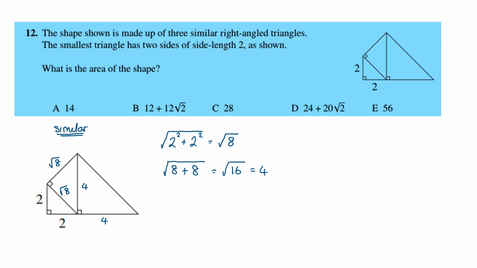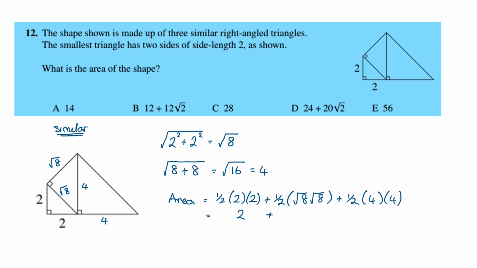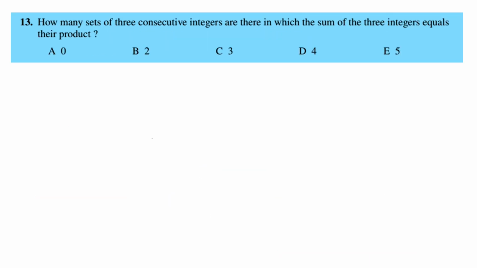The area of a triangle is a half height times the perpendicular base. So the first triangle is going to be 2 times 2 times a half. Next triangle is a half times root 8 times root 8. And the next triangle is going to be a half times 4 times 4. Add all those up carefully. 2 plus 4 plus 8, thirds go away, and that just leaves me with a nice round 14. 14 is indeed one of the answers. It's answer A. So that's the next question done. Next question coming up in 3, 2, 1.